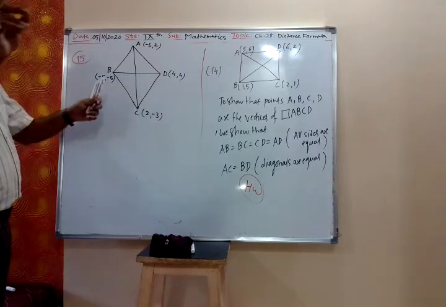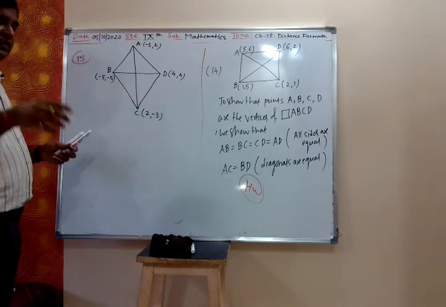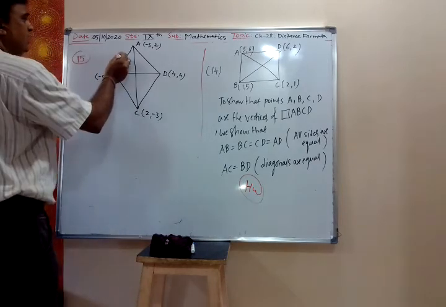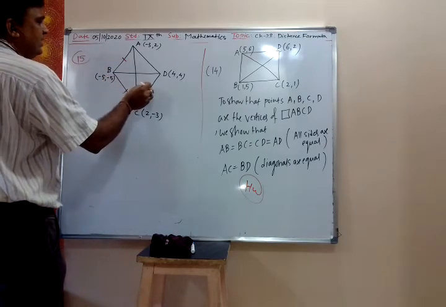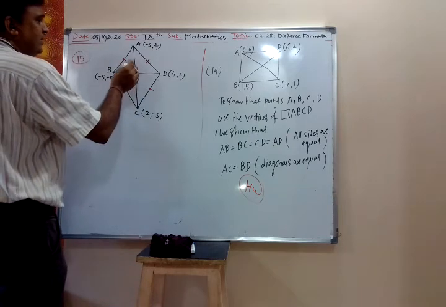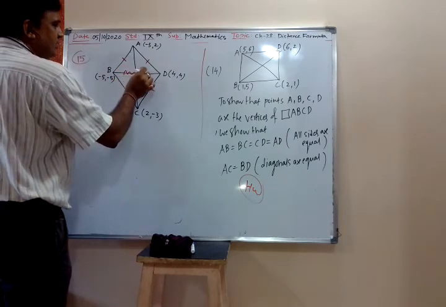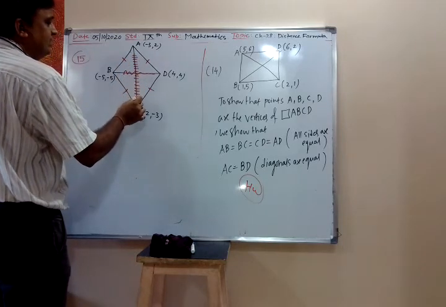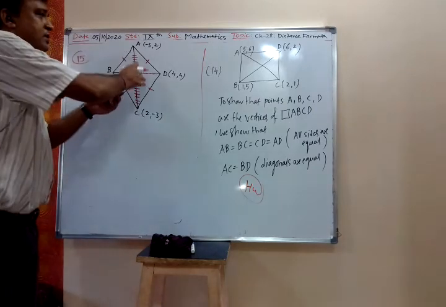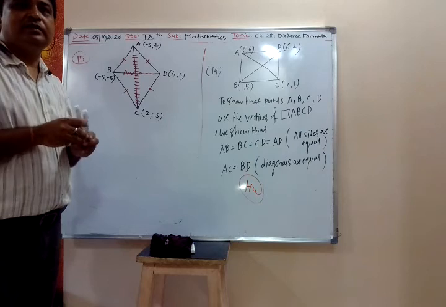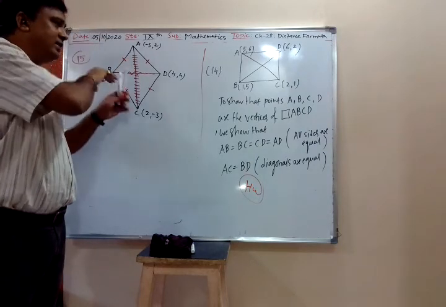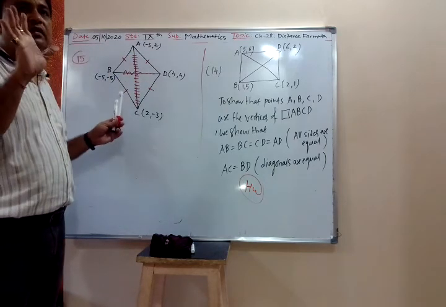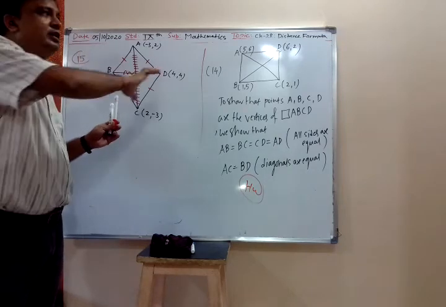See here, see the difference between rhombus and square. Now to show that ABCD are the vertices of rhombus, we show that all the four sides are equal, but the diagonals are unequal. Because when all the four sides are equal and the diagonals are equal, that rhombus becomes a square. Because in rhombus, when the diagonals are equal, it becomes a square.